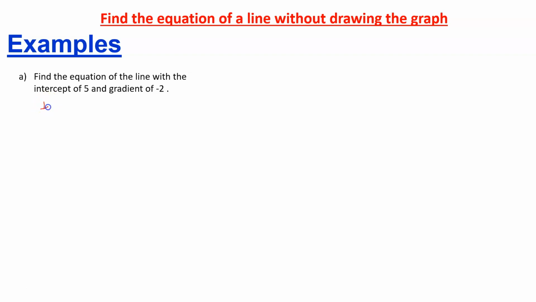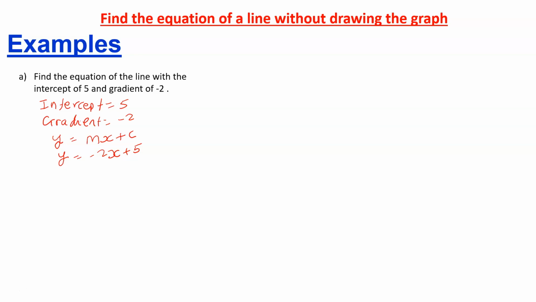So you're going to write down intercept, which is c in our case. Intercept is 5. I'm going to write down gradient is minus 2. What was the general equation? Y equals mx plus c. What does the m stand for? The gradient. What is our gradient? Minus 2. And the c is what? Intercept. So in this way you get your equation.